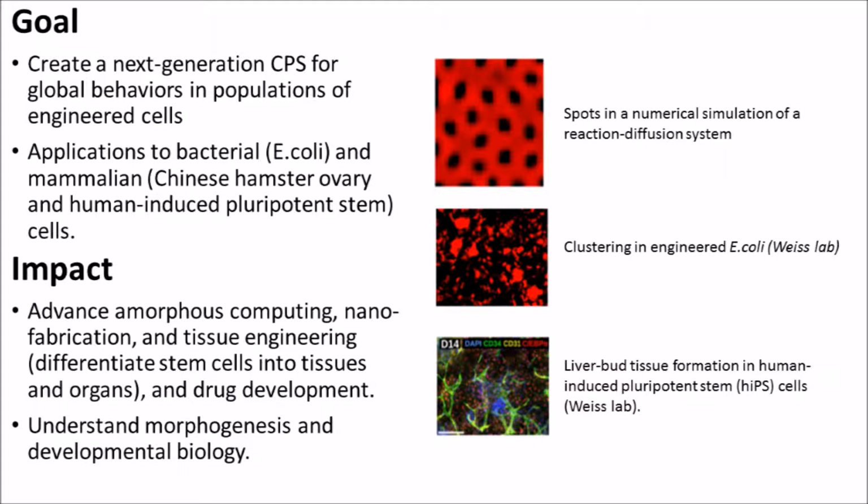On the right, we have some examples of global patterns. The top figure was produced by simulating a network of locally interacting engineered bacterial cells, while the other two are preliminary experimental results in E. coli and human-induced pluripotent stem cells, both from the Weiss lab at MIT. Pattern formation is an important problem that impacts various areas such as amorphous computing, tissue engineering, and drug development, and can also lead to a better understanding of morphogenesis and developmental biology.